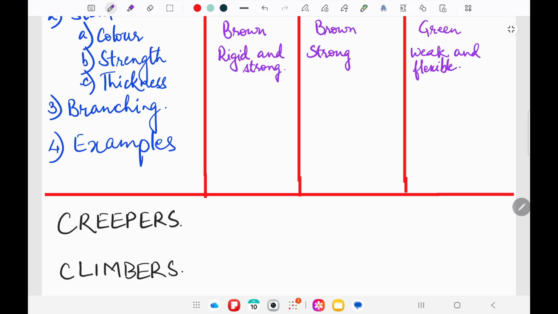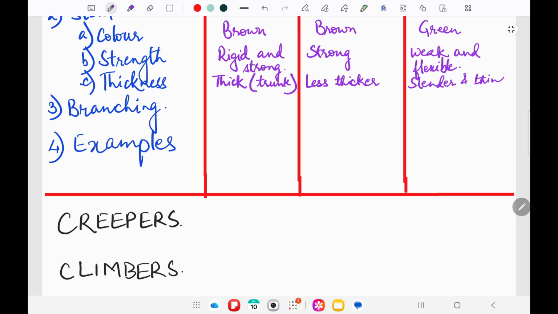Now about the thickness of the stem. In case of tree, the stems are very thick. The bottom part is called the trunk. In case of shrub, the stem is slightly less thick as compared to trees. But in case of herbs, the stems are very slender and thin.